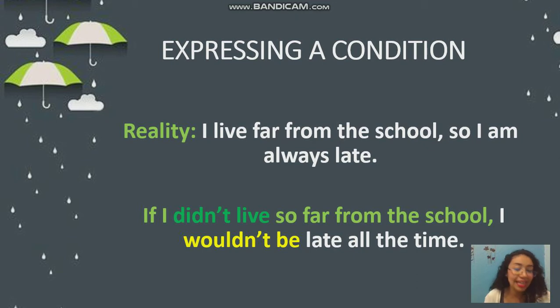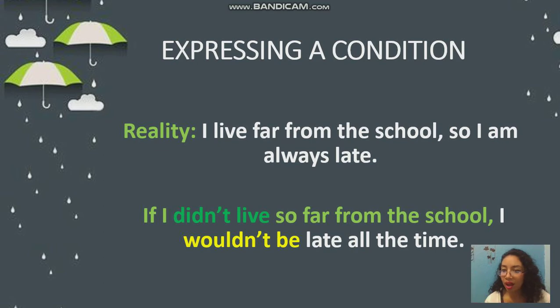So if I didn't live so far from school, and attention, because here with the consequence, we have a different structure. What would be the consequence? I wouldn't be late all the time, right? So in this case, I am going to use the modal would and then my verb, but in what form? In infinitive form. No conjugation, nada de I am, is, are, no. I wouldn't be late all the time.